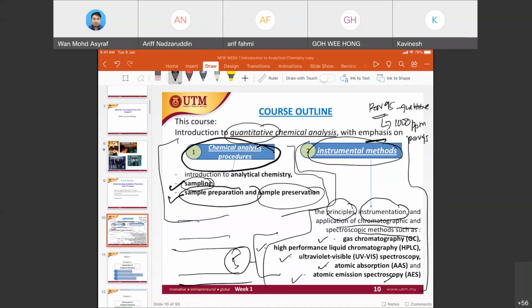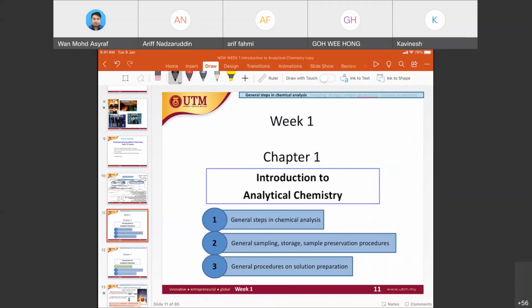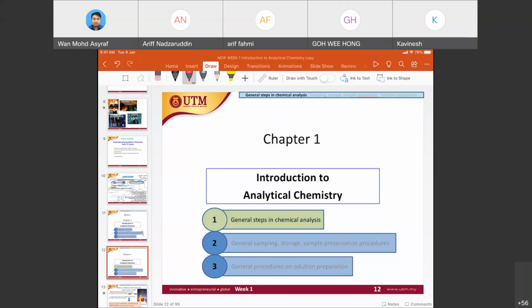Okay, Doctor. Okay, alright. So, this week 1, we will continue on the first chapter, which is Introduction to Analytical Chemistry. In this chapter, it is divided into three parts. The first part is the general steps in chemical analysis. The second part is the sampling, storage, sample preservation. This is what I mentioned earlier on the 3 parts, part 1. And then the third one is the general procedures of solution preparation. So, this is all the things we will learn in the first week. Okay, I will continue.